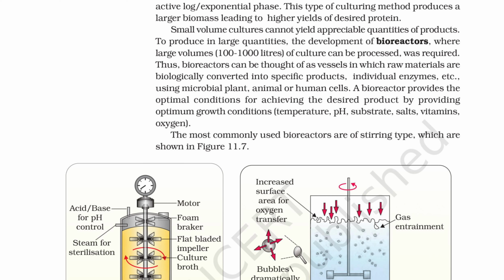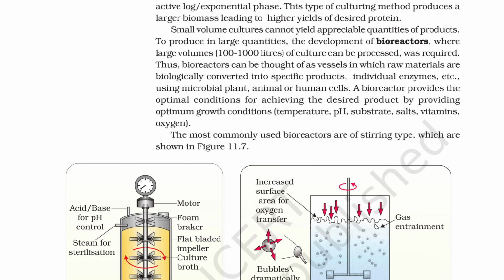Small volume cultures cannot yield appreciable quantities of products. To produce in large quantities, the development of bioreactors, where large volumes, 100 to 1000 liters, of culture can be processed, was required. Thus, bioreactors can be thought of as vessels in which raw materials are biologically converted into specific products, individual enzymes, etc., using microbial, plant, animal or human cells.